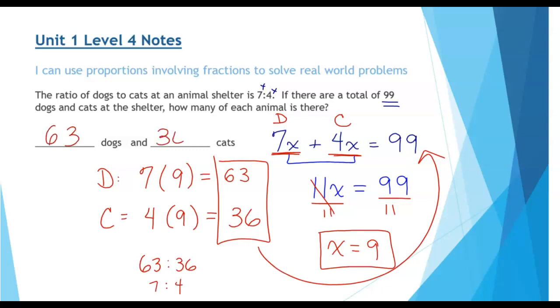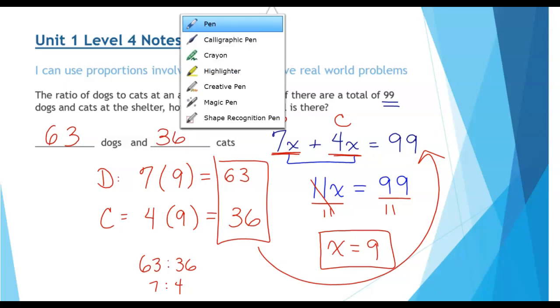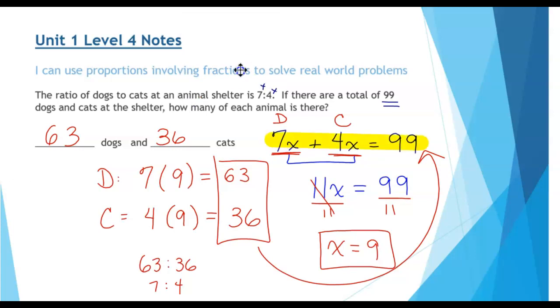And it's easier in a way as long as you have this idea right here. If not, the proportions always work well. We have that total, we have dogs, we have cats. Just remember to add them to get the total that you need to match with the 99 on that last example. Good luck on your level 4 assignment.